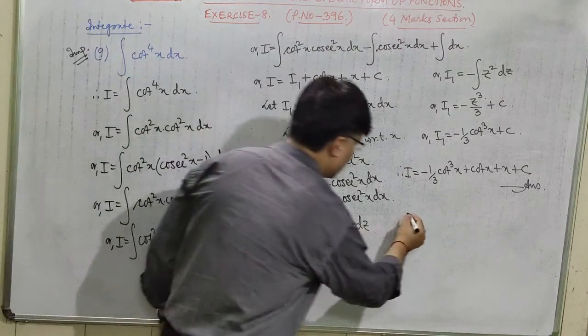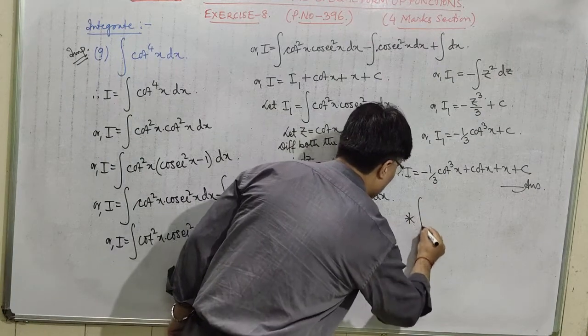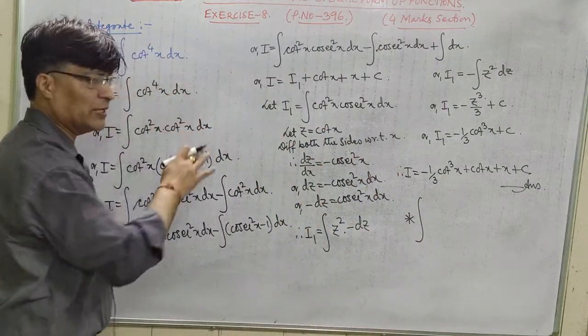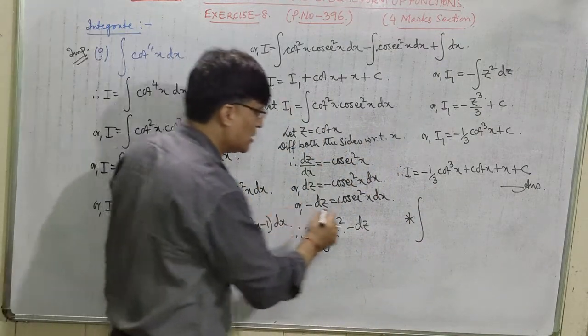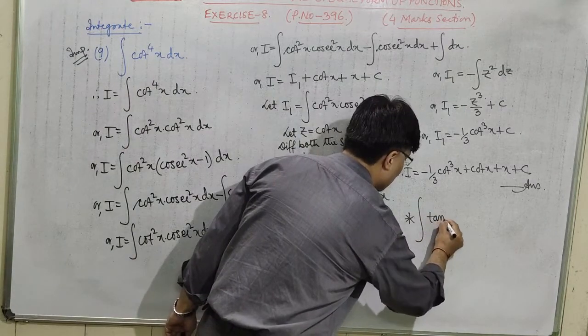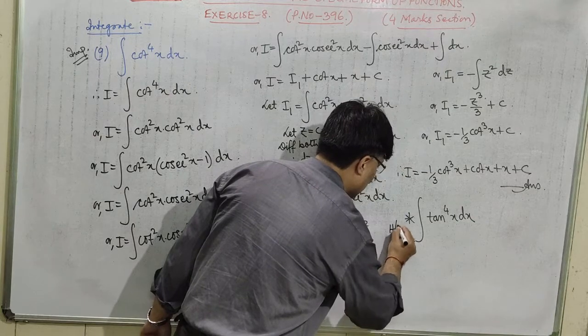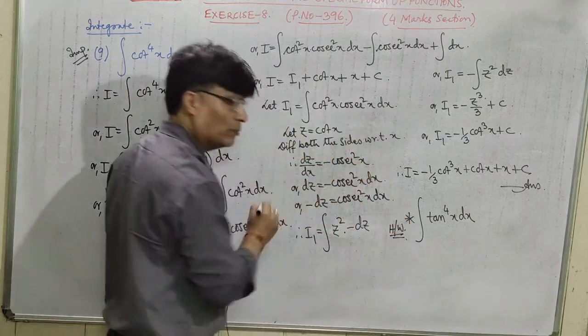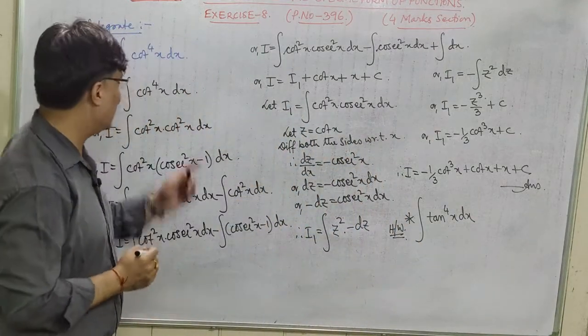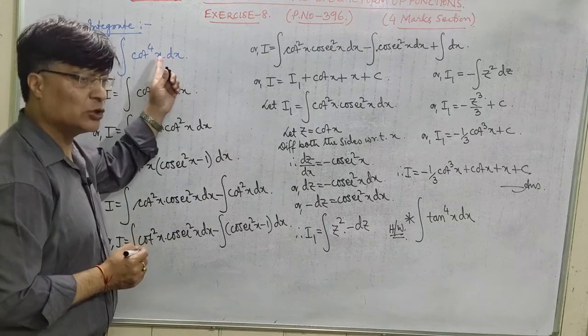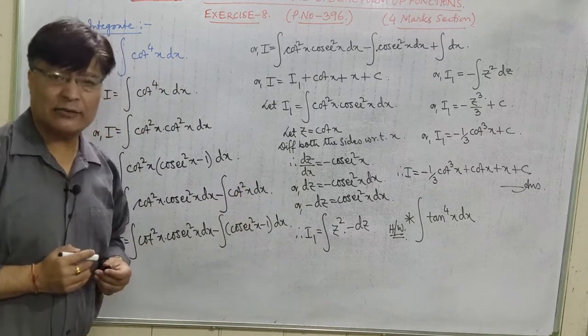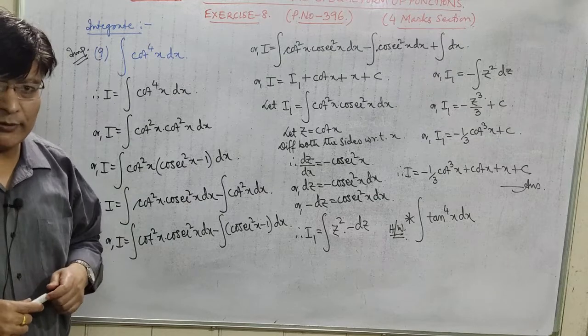Similarly, you can evaluate this integration, because instead of cot x, it may be tan. So integration of tan to the power 4x dx. You can evaluate this integration at home. So this is your homework. Instead of cot to the power 4x, there is tan to the power 4x dx. So similarly, you can do it.